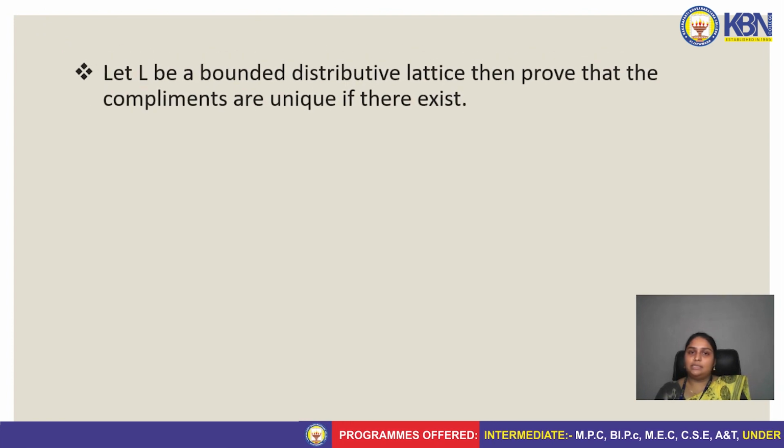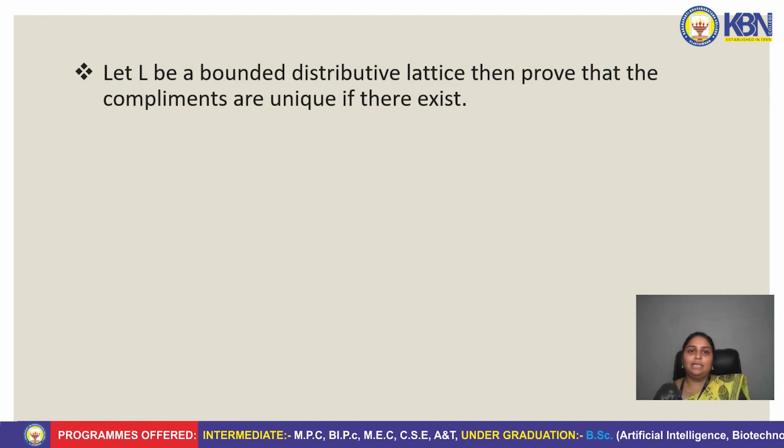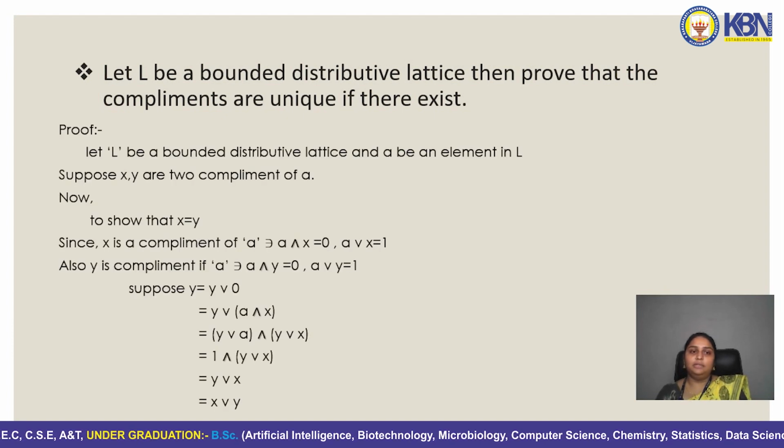By using these definitions, that is distributive lattice and complement lattice, we are going to prove the first theorem, that is, if L is a bounded distributive lattice, then the complements of an element should be unique if they exist. For that, we are proving the theorem: let L be a bounded distributive lattice and A be any element in L. If there exist two complements for A, we have to prove that they are unique. Unique means that for every element in a lattice there should be only a single complement.